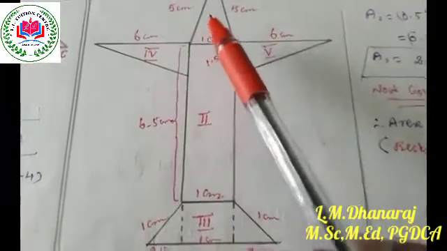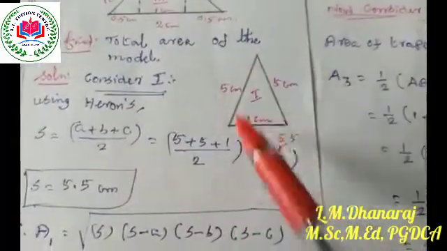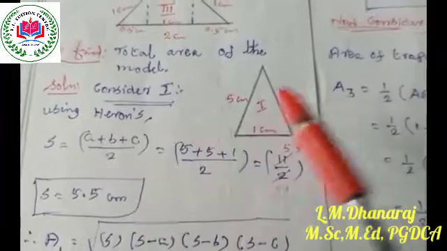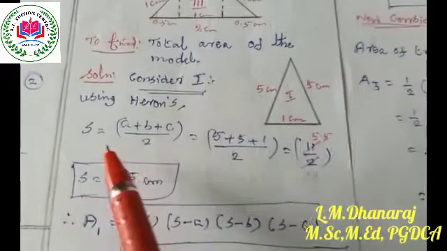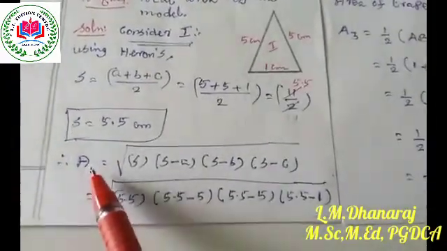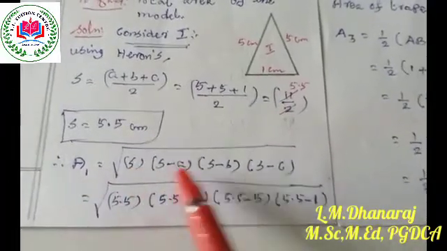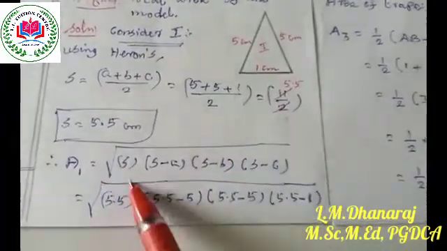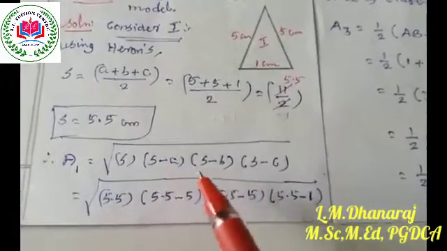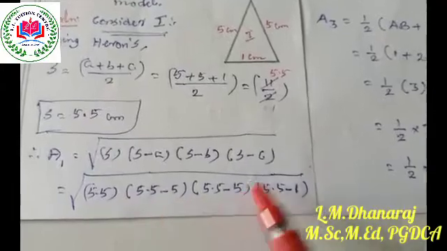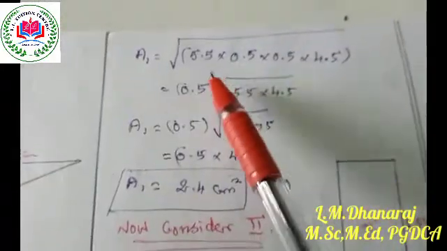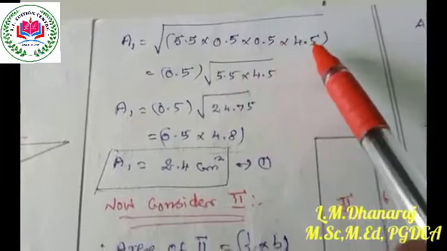Let us consider the first portion. This is the area. The measurements are 5, 5 and 1 centimeter. By using Heron's formula, S is 5.5 centimeter. Now let us substitute the values for area 1: square root of S into (S minus A) into (S minus B) into (S minus C). S is 5.5, A is 5, B is 5 and C is 1. By substituting the values, we get 5.5 into 0.5 into 0.5 into 4.5.